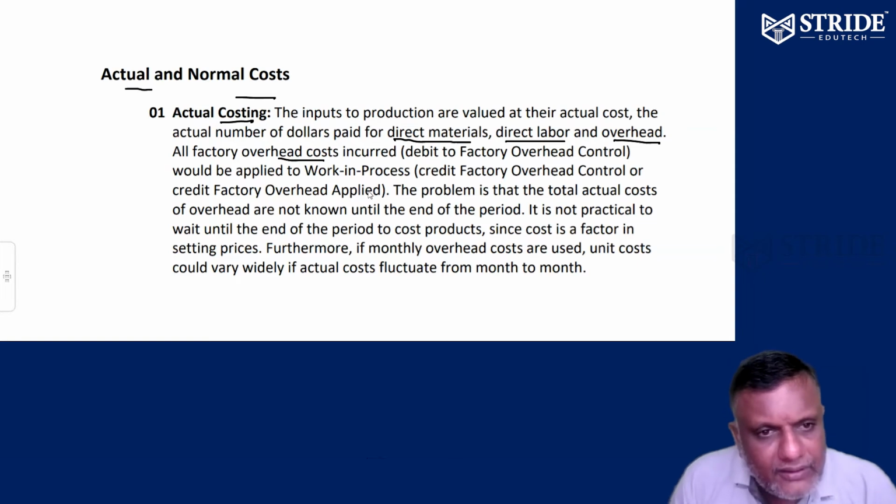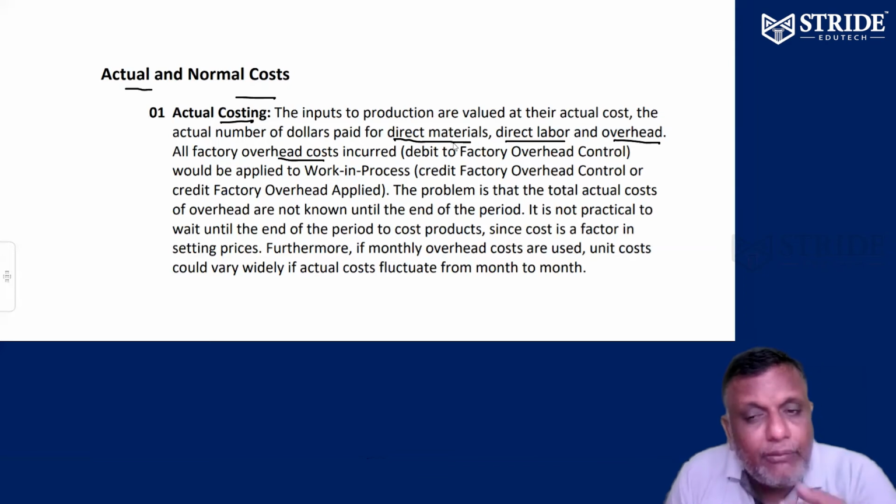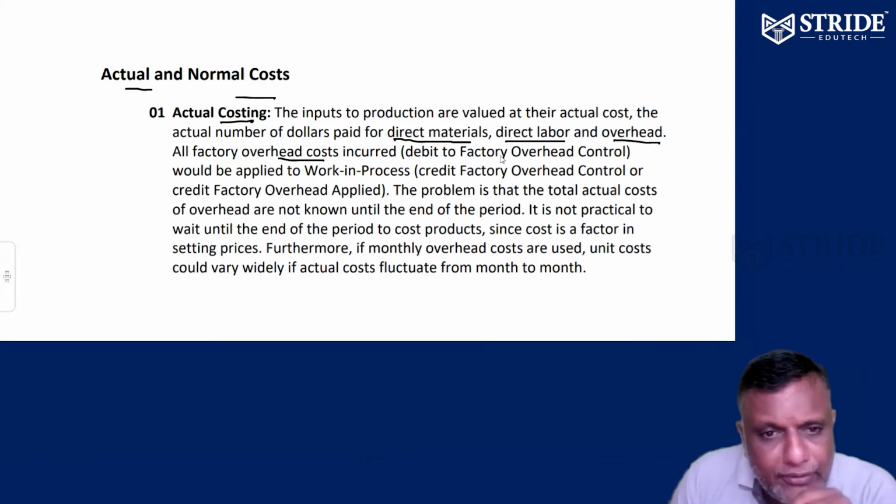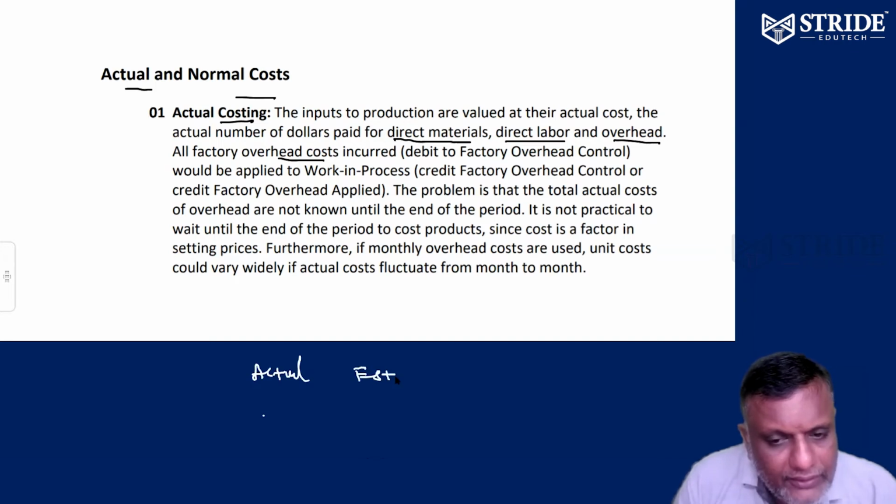Estimation is called absorption or standard costing. That is estimation: estimate the material required, the labor required, and the overheads required. That's called estimation or absorption, and this is actual. So there are two concepts I'm going to explain here: one is called actual, another is called estimation.